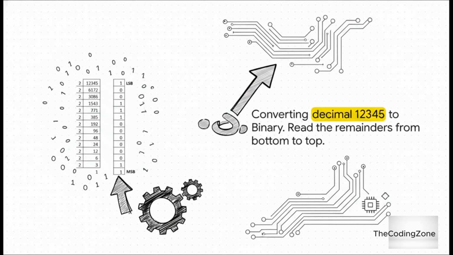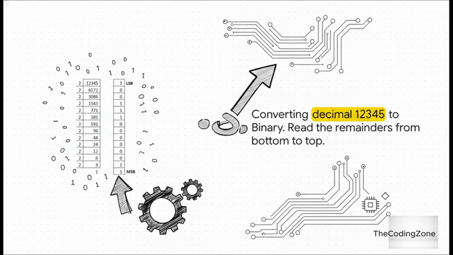Here we are converting the number 12,345 into binary. We just divide by 2 again and again and write down the remainder. It's always going to be a 1 or a 0. Once we hit 0, we stop. Then we read that column of remainders from the bottom up. That last remainder is what we call the most significant bit, and the very first one we got is the least significant bit.